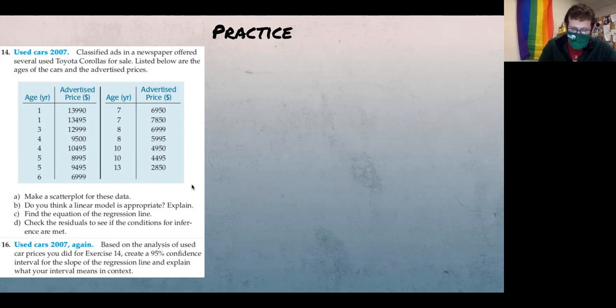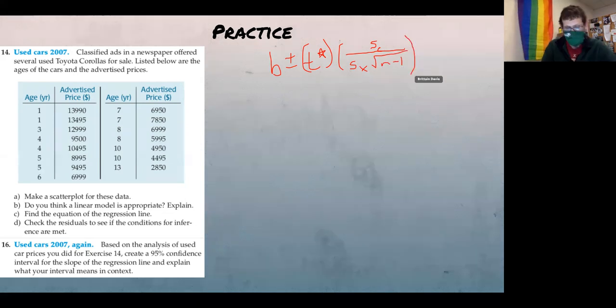So my formula is b plus or minus t star times s sub e divided by s sub x and the square root of n minus 1. All right. I encourage you to write this stuff down or take a screenshot at the end, whatever you need to do to learn this.